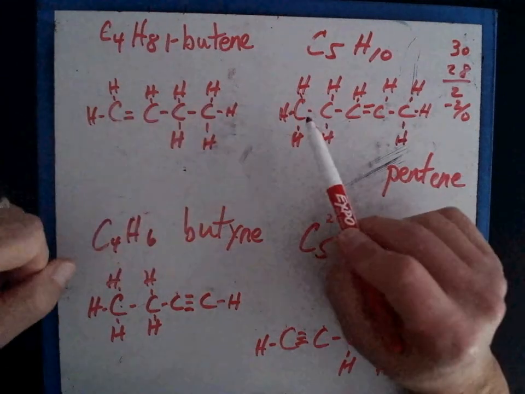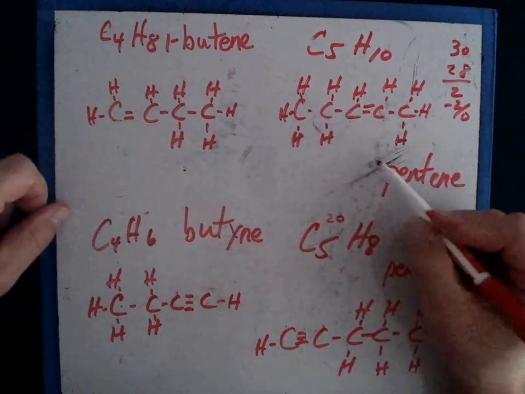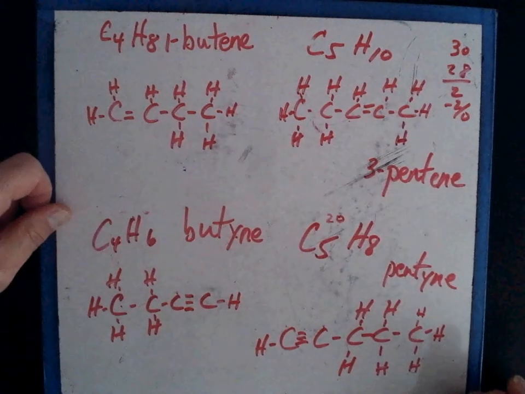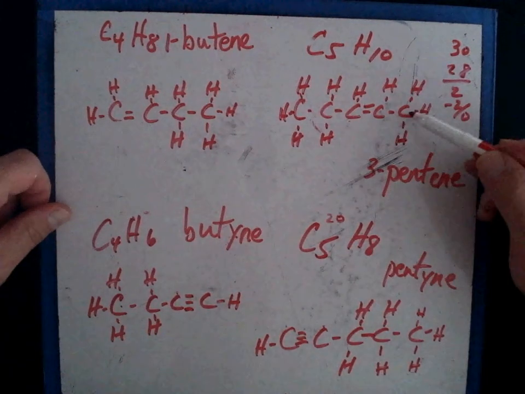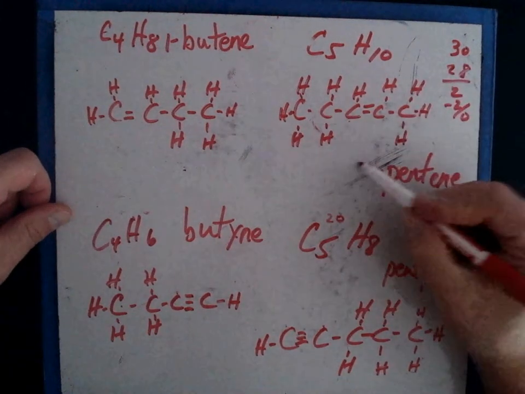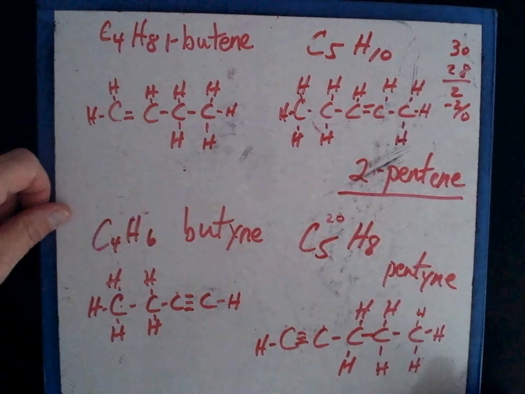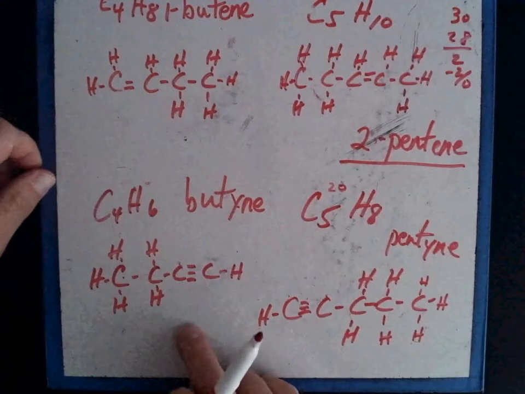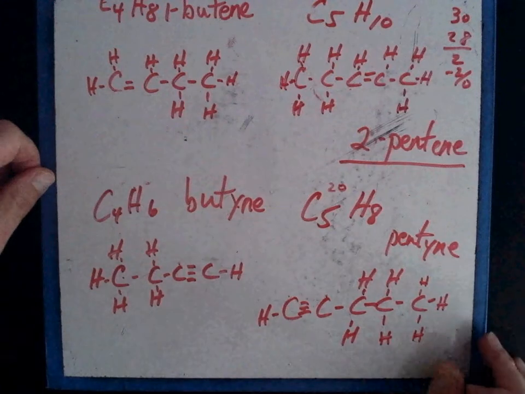Count this one. After carbon number 1, 2, 3, it would call 3-pentene. But if you count from the other way, 1, 2, that's a faster route. So this is called a 2-pentene. Try these real quick. Pause the video, try these two.